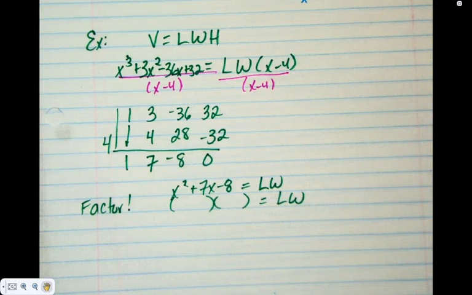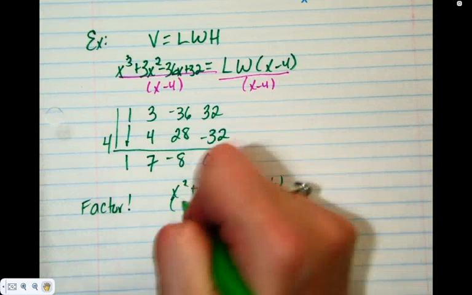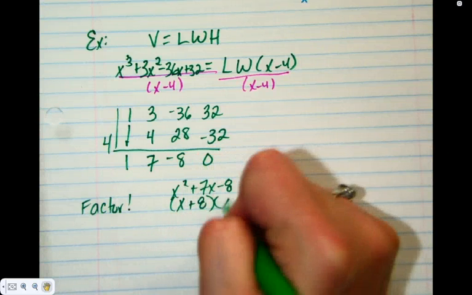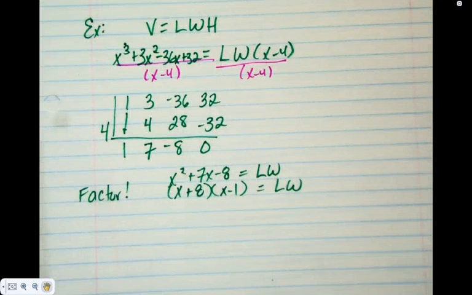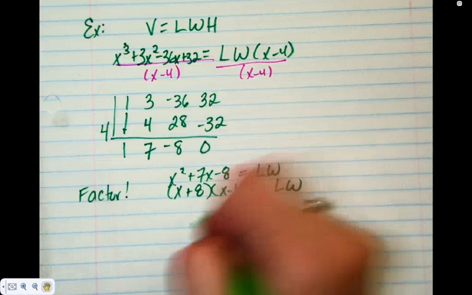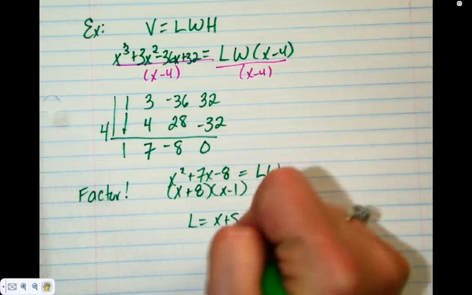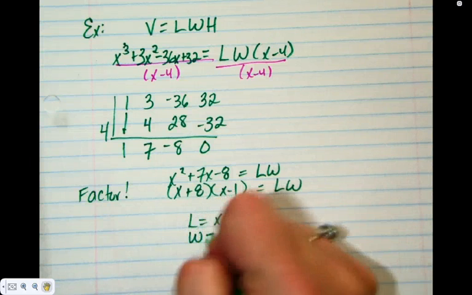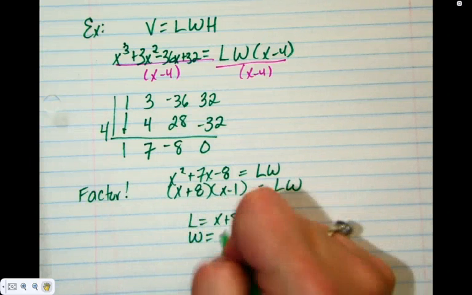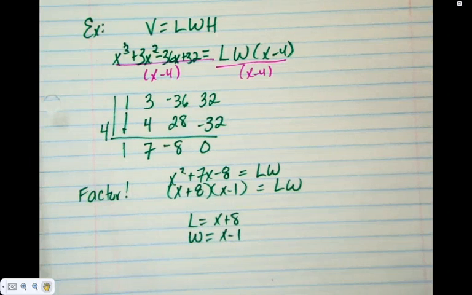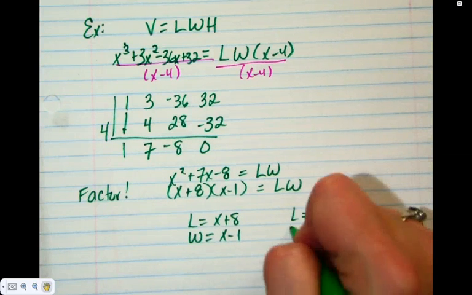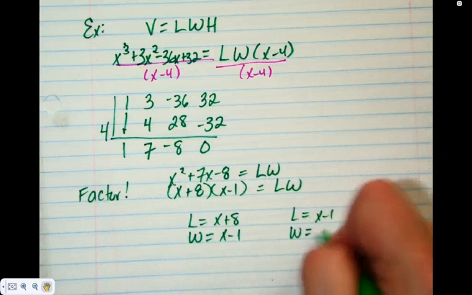x plus 8 and x minus 1. I don't know, I'm just not going to factor this year. Agree? So that means the length could be x plus 8, which means the width would be x minus 1. Or the length could be x minus 1, and the width could be x plus 8.